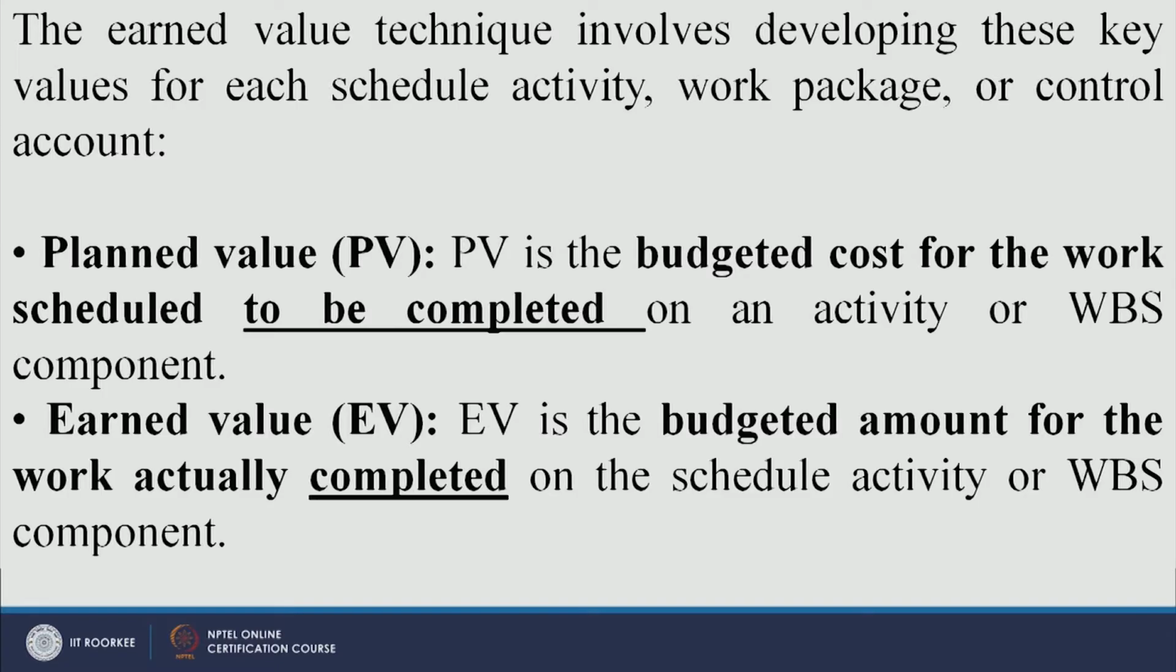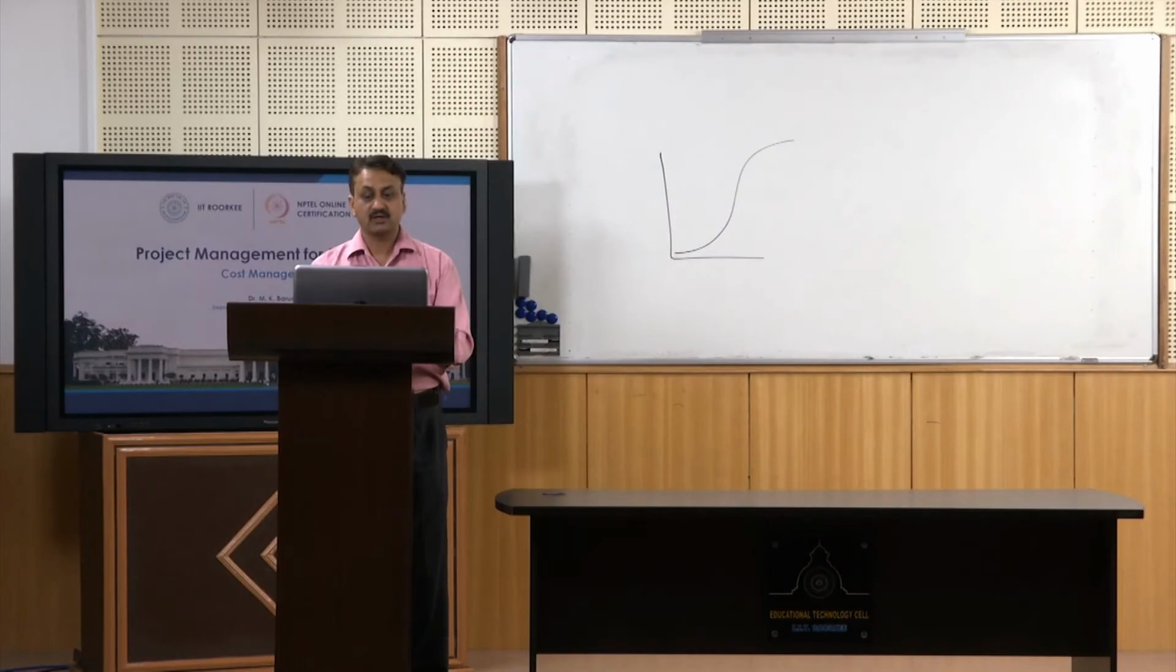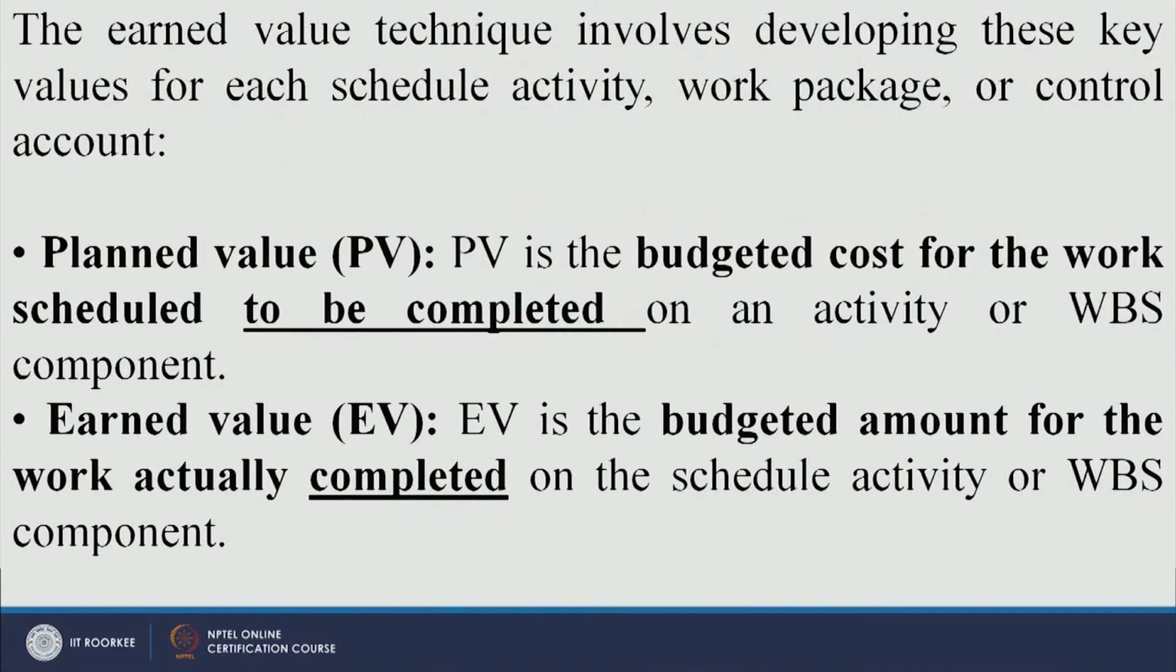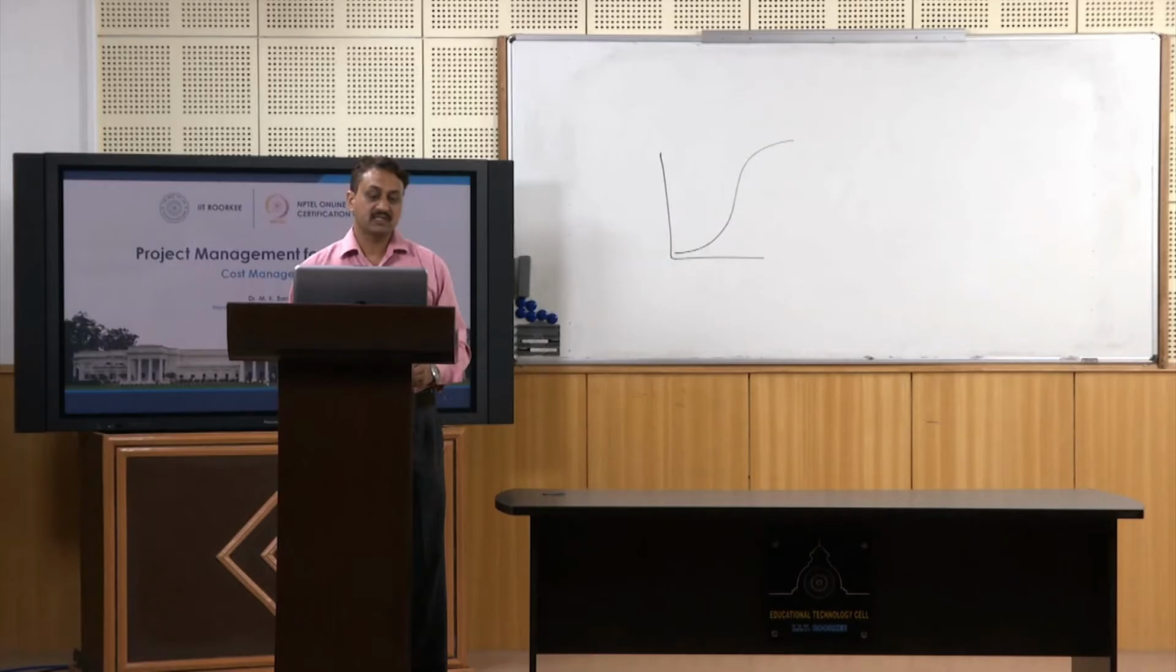You have not completed that work, but you have a budgeted cost for that work which is to be done, right. So that is planned value. Earned value is the budgeted amount for the work actually completed. So planned value is for work to be done, and earned value is whatever you have done. How much value you have earned in a project is earned value, right. We will take up an example and calculate how to find out earned value in a project.